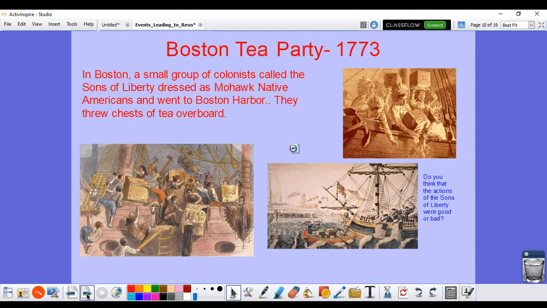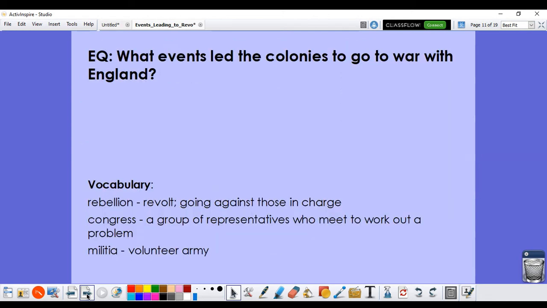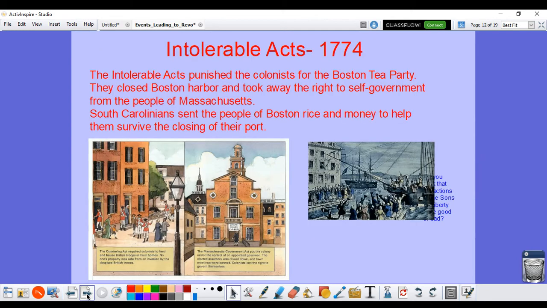Now, some people think this was a great idea and a great way to show liberty and how they were going to take care of themselves. Some people thought this was wasteful and a way to anger the king. And boy, did they anger the king. So the English Parliament, they put into place the Intolerable Acts. And these were some laws that punished Boston and the whole Massachusetts colony for the Boston Tea Party.